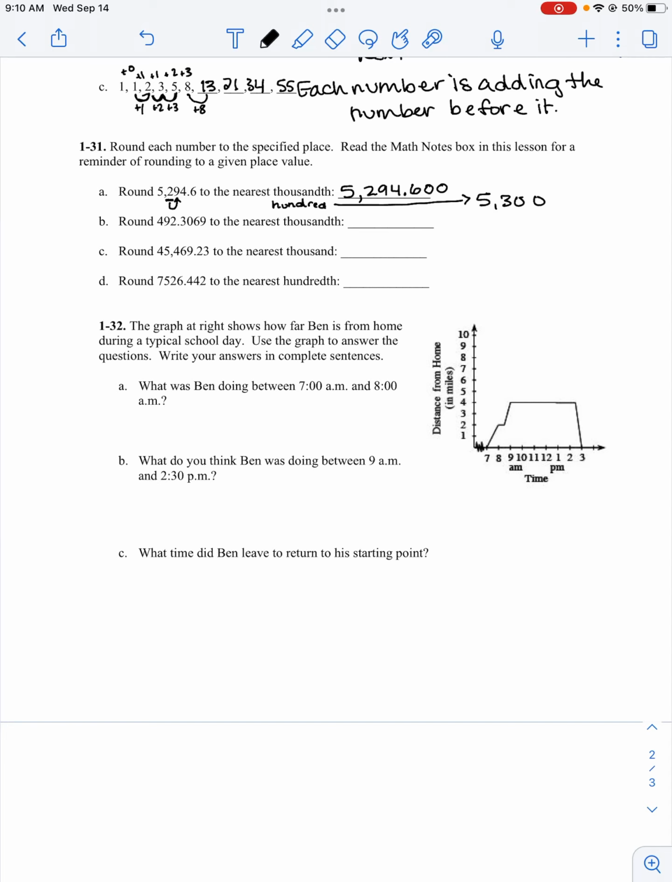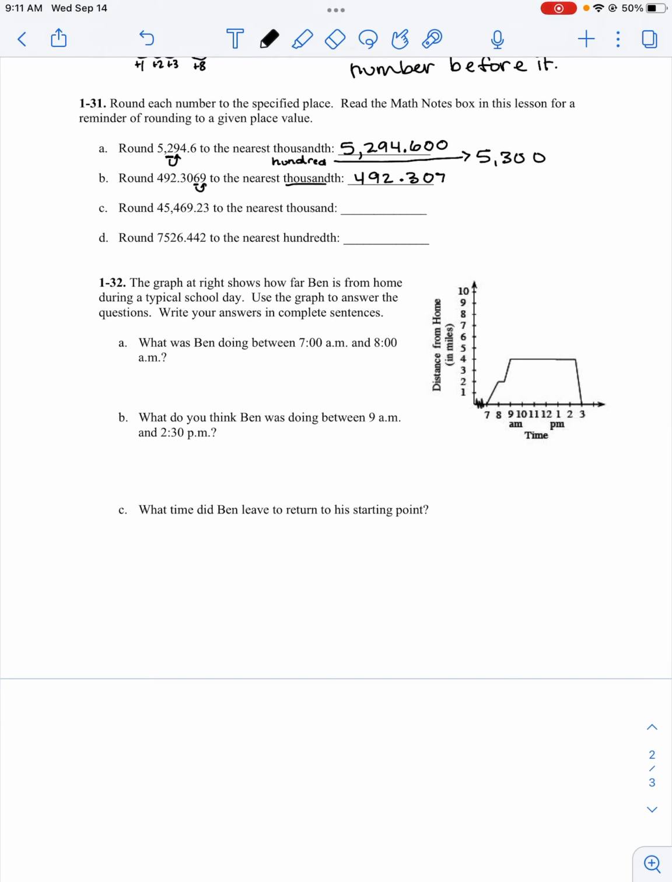Okay, round 492 and 3,069 ten-thousandths to the nearest thousandth. The 3 is in the tenth, 0 is in the hundredth, 6 is in the thousandth. Look to the right. Everything before my underlined number stays the same. Because the 9 is 5 or higher, my 6 pushes to a 7.